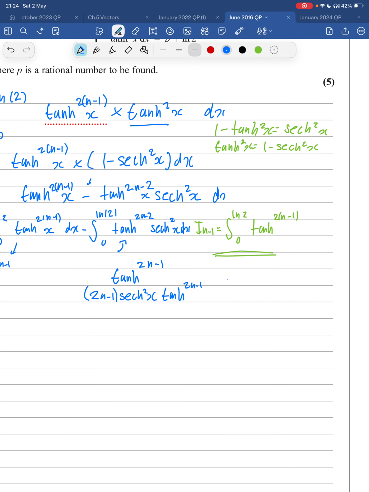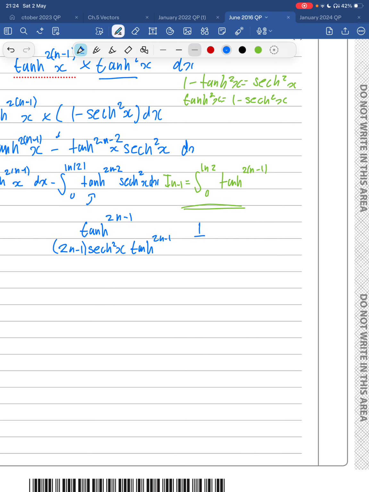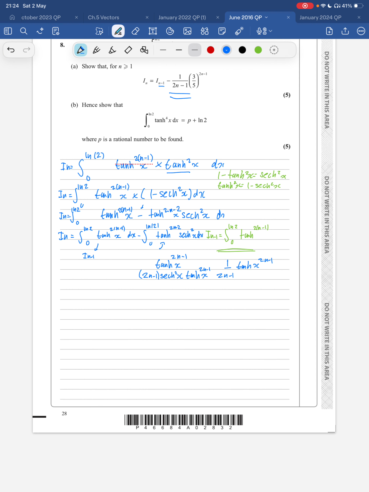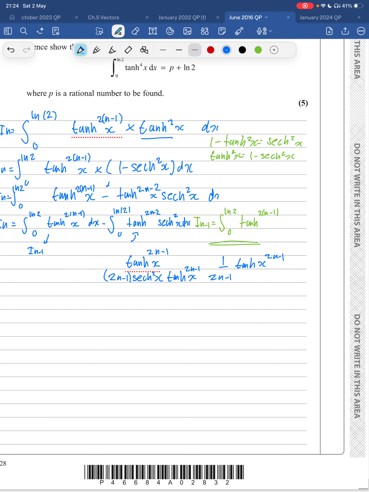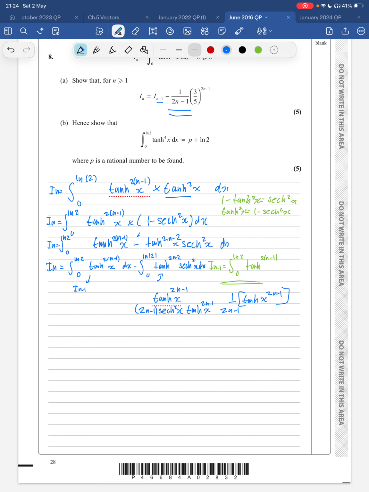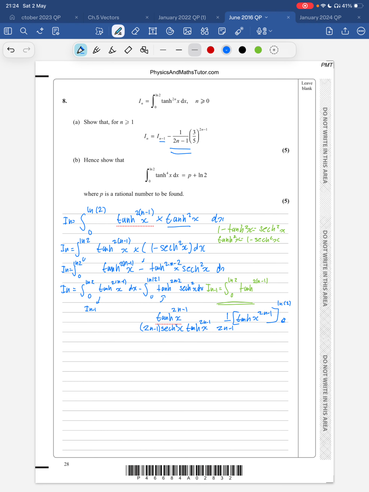So if we were to divide our original one, which was tanh^(2n-1), we'd get 1 over 2n minus 1 tanh^(2n-1). Oh, I keep forgetting the x. This is bad, I'm sorry. I should not be forgetting the x. You get 1 over 2n minus 1 tanh^(2n-1) x, which is correct. However, we've still got limits. So we have to put these limits in, and that would be ln 2 and 0.